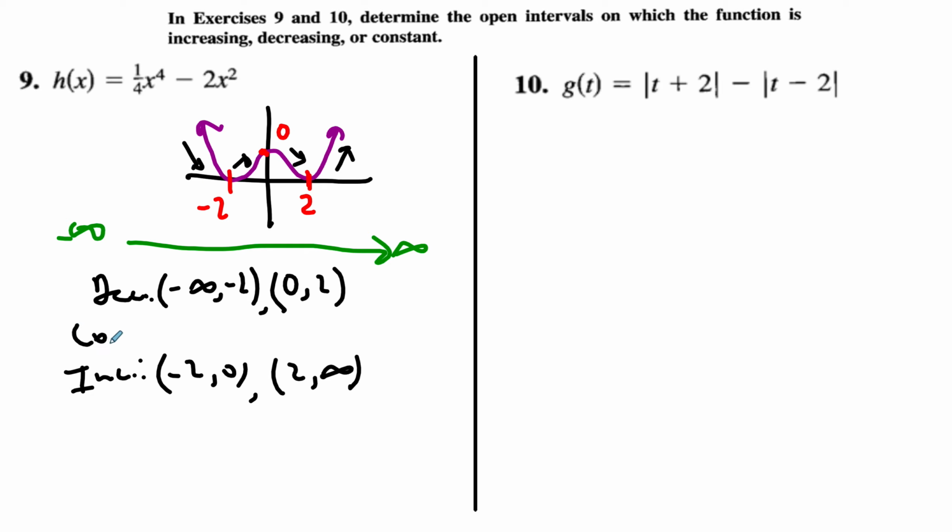Now we could say that this is constant at x equals -2, 0, and 2, because that's where it's changing from increasing to decreasing. If we look at g of t, its graph looks something like this.